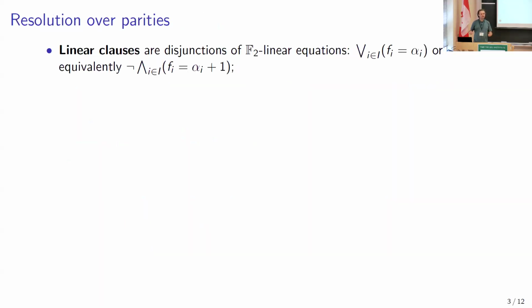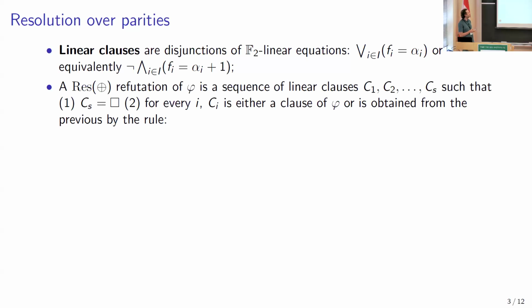The next proof system we consider in this talk is resolution over parities. Resolution over parities is more or less resolution plus linear algebra modulo 2. It operates with linear clauses that are disjunctions of F2 linear equations, or equivalently, a linear clause can be considered as a negation of a linear system modulo 2. A refutation is a sequence of linear clauses such that the last linear clause in the sequence is a contradiction, and every other is either a clause of the initial formula or obtained by one of two rules.